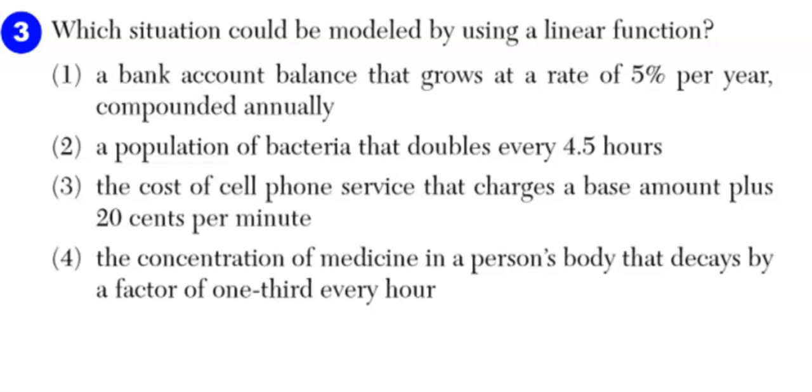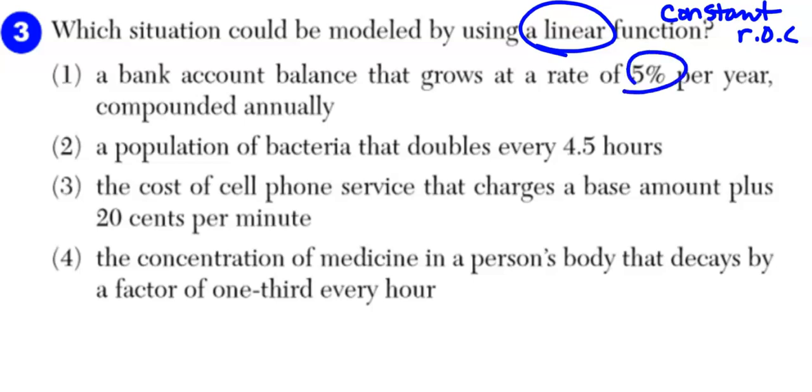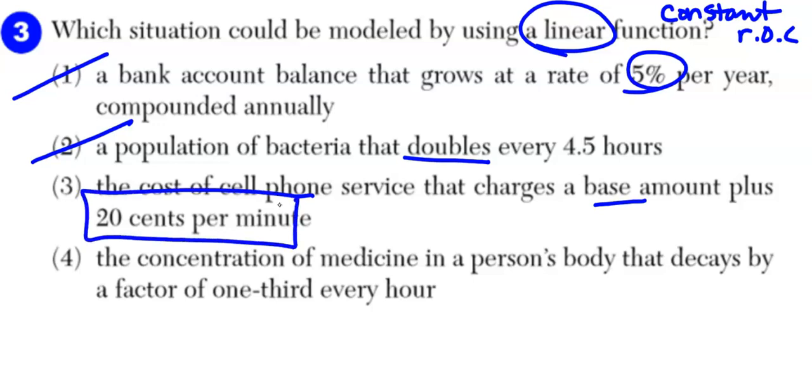Question number 3 asks us which situation can be modeled by a linear function. Linear functions have a constant rate of change. So that means no doubling, no tripling, and no percentages. If you grow at 5%, you are not linear. If you double, you are not linear. If you charge a base amount plus something the same every minute, then you are linear.